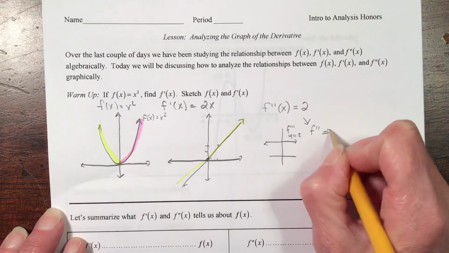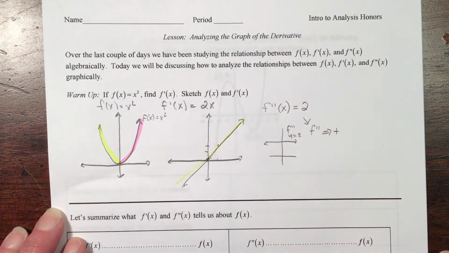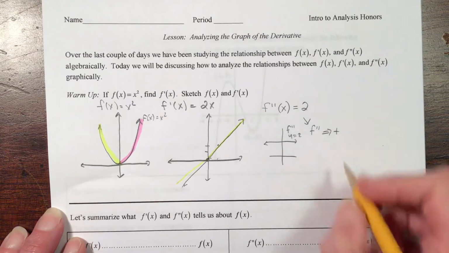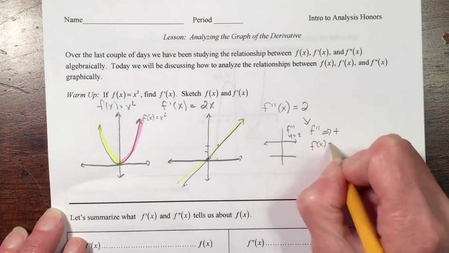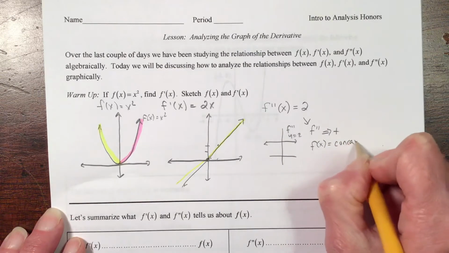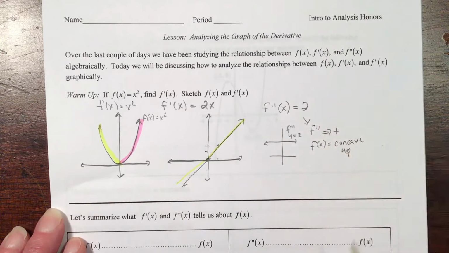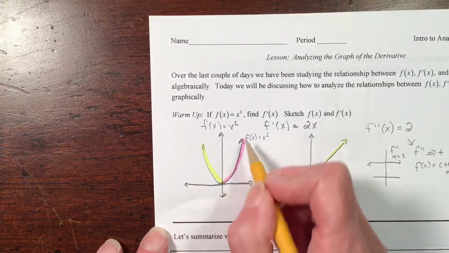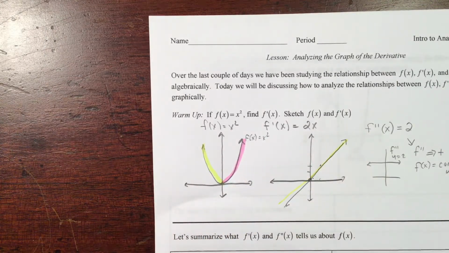However, more importantly, what do you notice about this number? F double prime is a positive number, right? 2 is positive. So that tells me that the original function is concave up. And if we go back, our original function is concave up. So again, we're going to be connecting these concepts today as we analyze the graph of a derivative function.